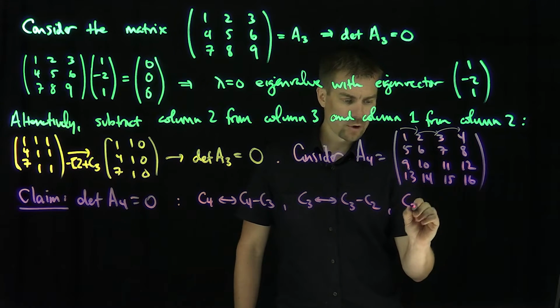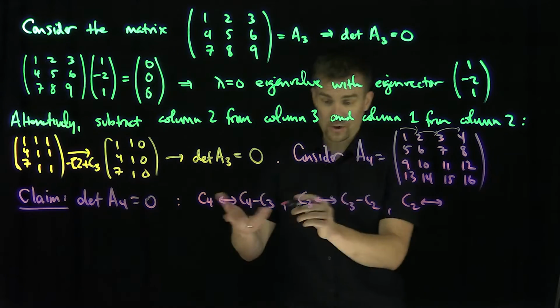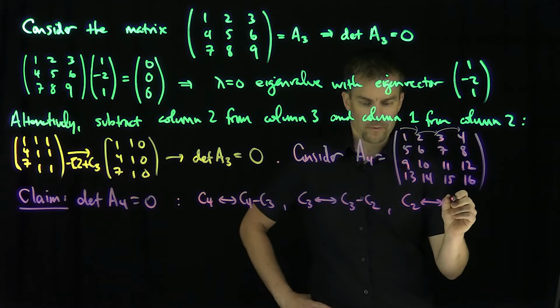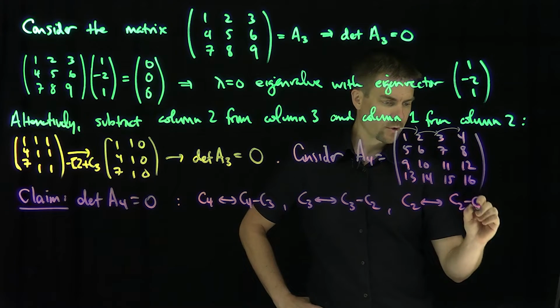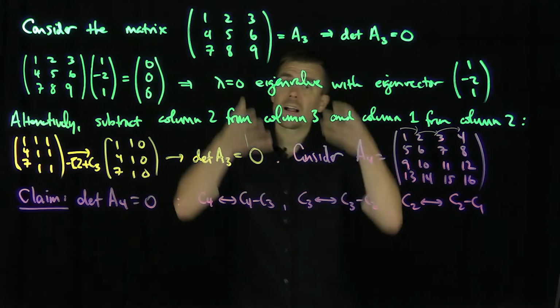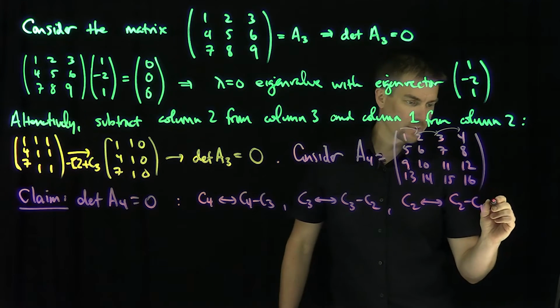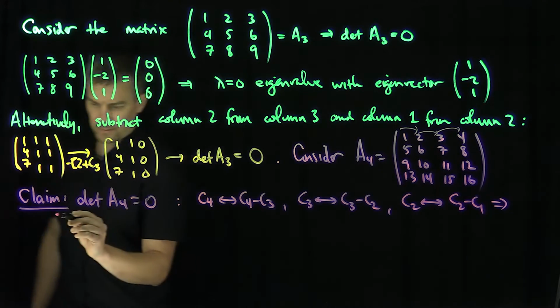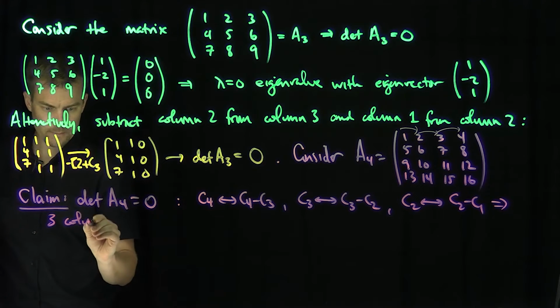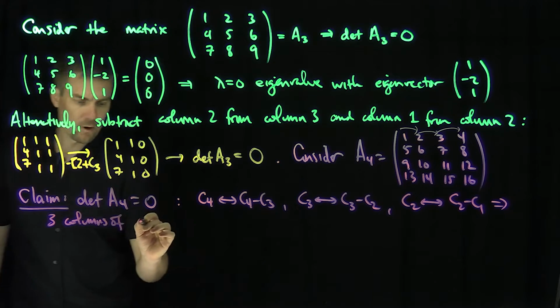And then column 2 will be replaced with what? Well, actually, that's all I need to do over here. For the sake of argument, I can say column 2 gets replaced with column 2 minus column 1. Then I have 3 columns of all 1s. So we get 3 columns of all 1s. Actually, we only need 1 of all 1s.